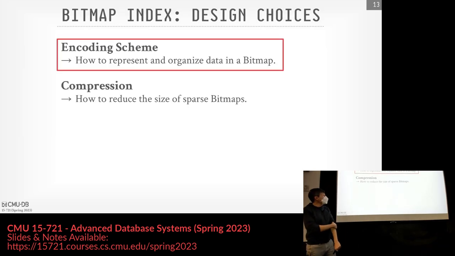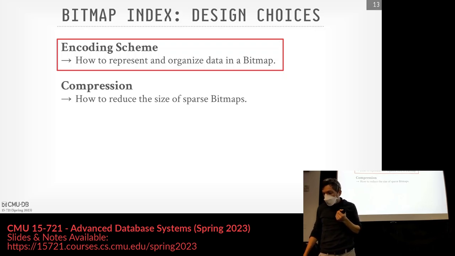The two design choices we have to consider are the encoding scheme, so how to represent and organize the data within the bitmap. In my simple examples, I'm just saying you malloc a giant array of bits, but we can be more clever. And then how do we compress or reduce the size of bitmaps where we know they're going to be sparse? We'll cover the second one in the next class, and this class will focus on the first one.